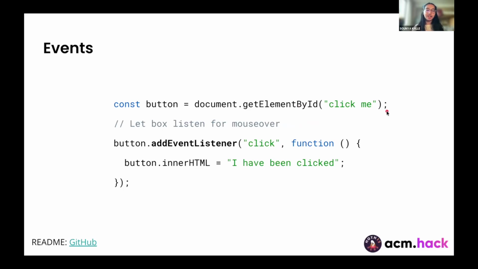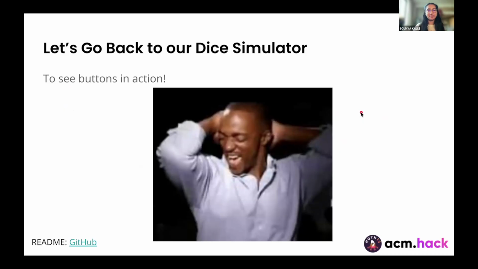And now we can add an event listener. All event listeners do is wait and listen until some action is performed or triggered. So in this case, if we click on the button, it's going to do some function. It takes in a function, and after clicking, we're just going to change that button to be called I have been clicked instead of Click me.